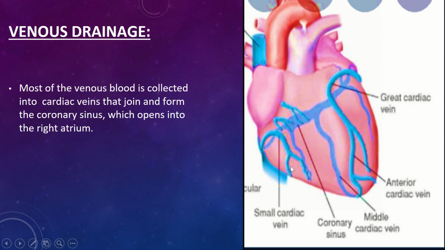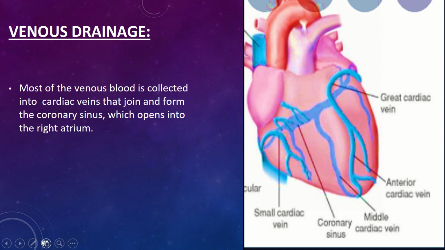Many branches are taking place. These are the small cardiac vein, the middle cardiac vein, the great cardiac vein, and the anterior cardiac vein. Many cardiac veins are present. These all join to form the coronary sinus, and this coronary sinus opens into the right atrium. That's how the venous blood is collected. Venous drainage is happening in the heart.